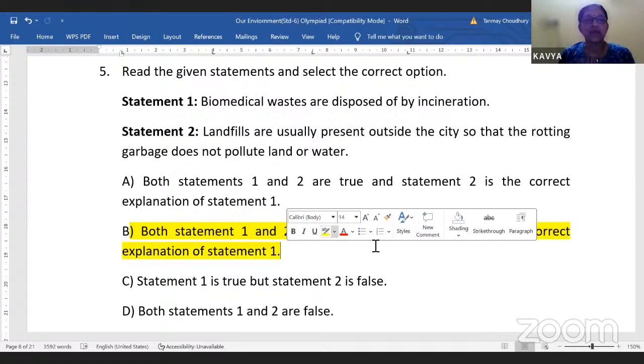Statement 1 is true, but statement 2 is false. No, both statements are true. Both statements 1 and 2 are false. No, both the statements are true.